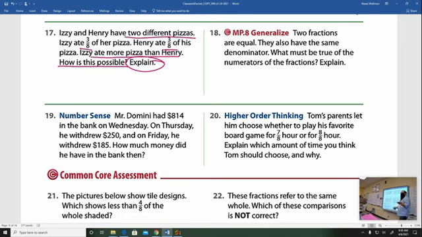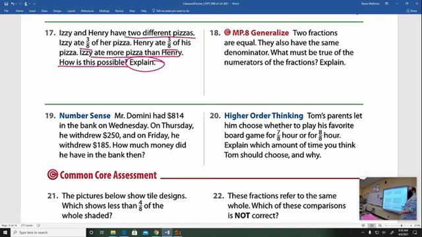Now, I want to get arguments on both sides of this one, okay? Who told me that it's not possible? Who said it's not possible? Talon? And why did you tell me it's not possible? So, Talon is saying these fractions are equal. The fractions are indeed equal, 3/8 and 3/8. However, it is possible that Izzy actually ate more pizza than Henry.